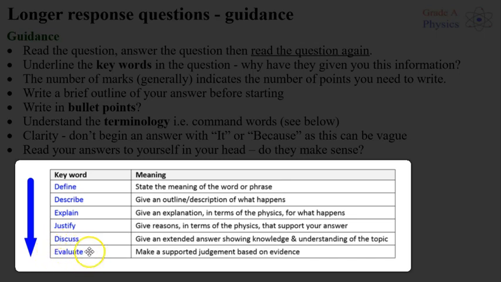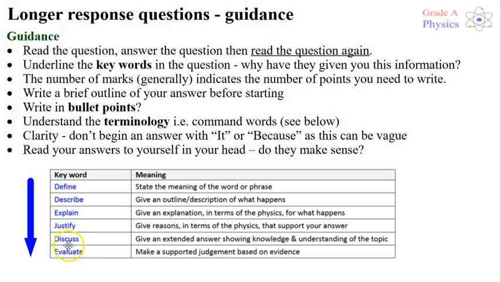And then evaluate, again, it's got a humanities connotation, but you might be asked to evaluate the validity of a statement or of maybe a student's concept. So we go from low marks and low complexity, increasing from maybe 1 or 2 marks up to the 5 or 6 marks. So you won't be asked to write out the meaning of the key words, but you do need to recognize if you see define and describe, that's probably 1, 2, 3 marks. If you see discuss, evaluate, that's going to be more marks.